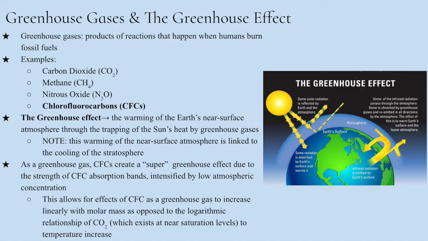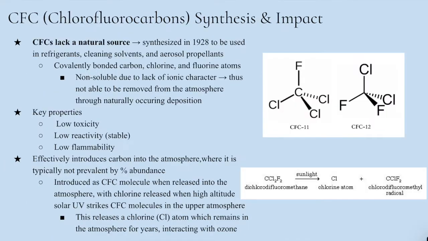These gases create a kind of super greenhouse effect because of the strength of their absorption bonds, the bonds that dictate how much of the sun's heat they can absorb and therefore trap into the atmosphere. A pattern can be seen in which chlorofluorocarbons with higher molar mass are more effective as greenhouse gases in increasing global warming as compared to other greenhouse gases such as carbon dioxide, which is present at near saturation levels in the atmosphere and thus exerts less force, or less power, for its molar mass.